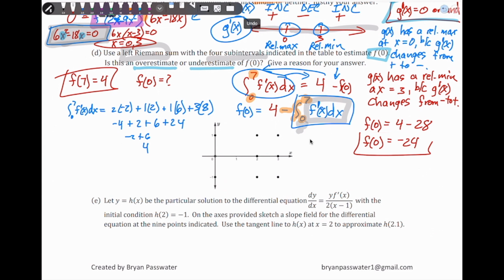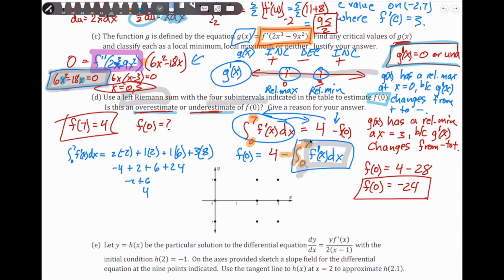Okay, so now that we have that, let's go ahead and move on to part E. Oh, wait, first of all, we have to figure out if it's an over or an underestimate. Looking at this left Riemann sum that we did here, which equaled 28, we have to ask ourselves a couple of things about what this entailed. First of all, with it being a left Riemann sum, we're going to say that this is going to be an underestimate.